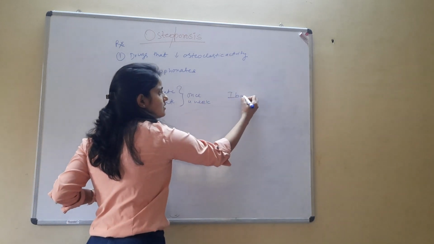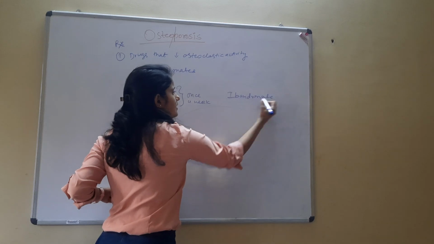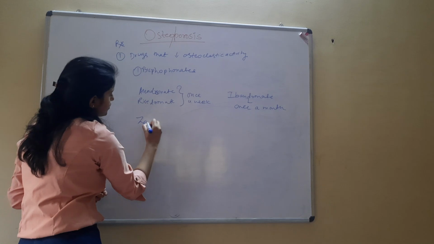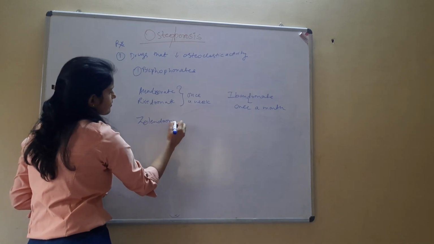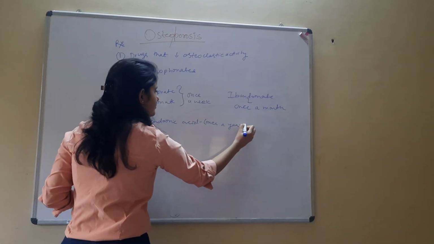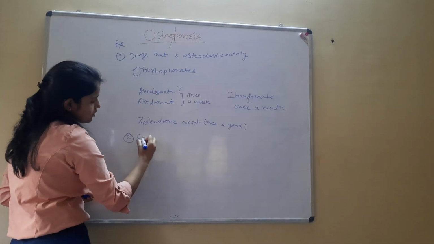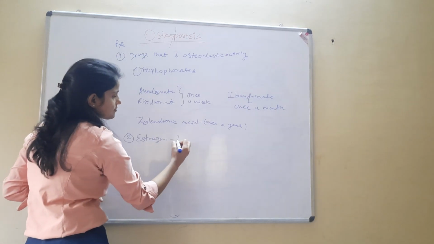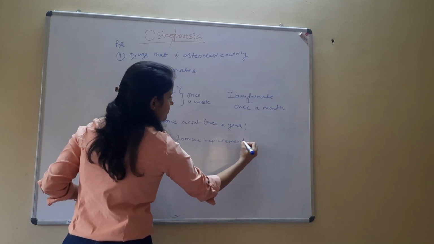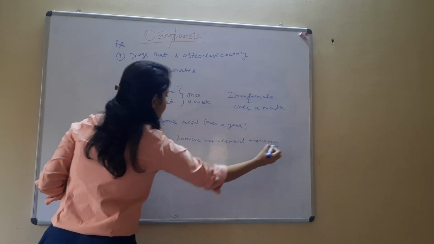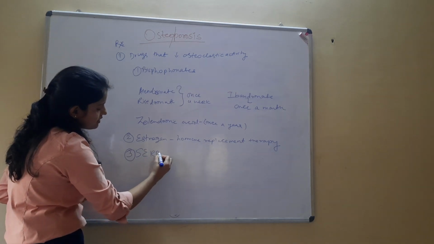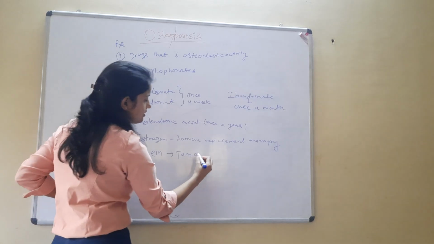Ibandronate is given once a month. And zoledronic acid is given once a year. Second, we can give estrogen as hormone replacement therapy. Third, we can give selective estrogen receptor modulators, tamoxifen and raloxifene.